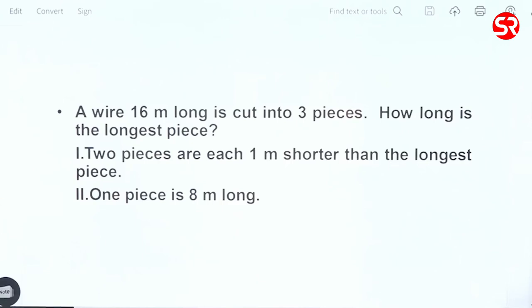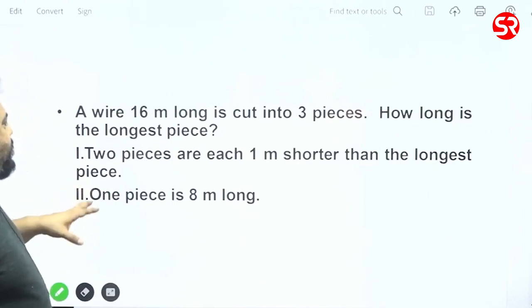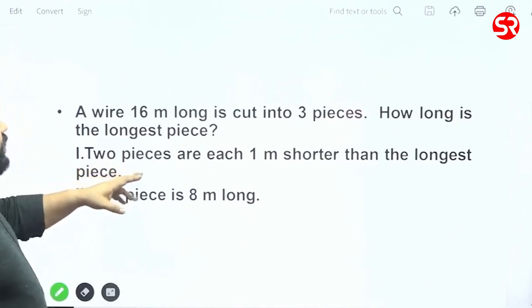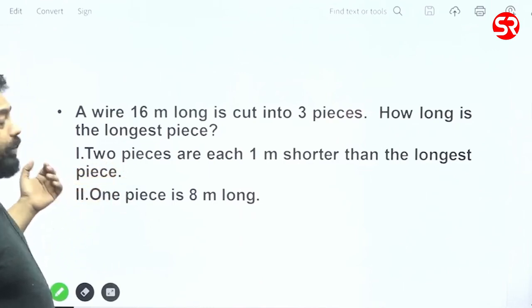A wire 16 meter long is cut into 3 pieces. How long is the longest piece? Right? So he says the 2 pieces are each 1 meter shorter than the longest piece.